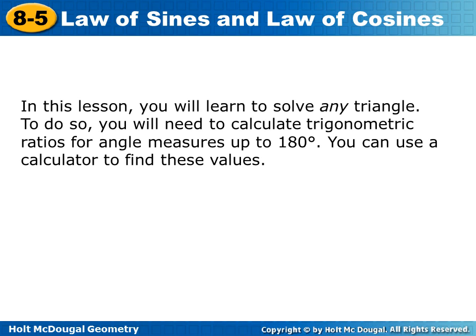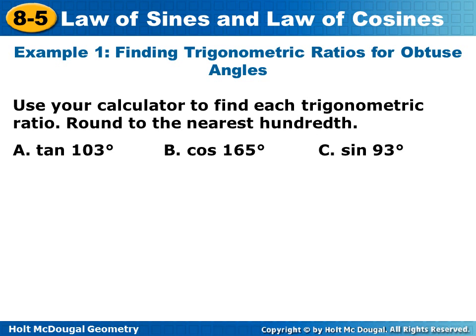In order to do so, you'll need to calculate trigonometric ratios for angle measures up to 180 degrees. You can use a calculator to find these values. Use your calculator to find each of the trigonometric ratios. Round it to the nearest hundredth. So go ahead and try that and then double check your answers with the computer.